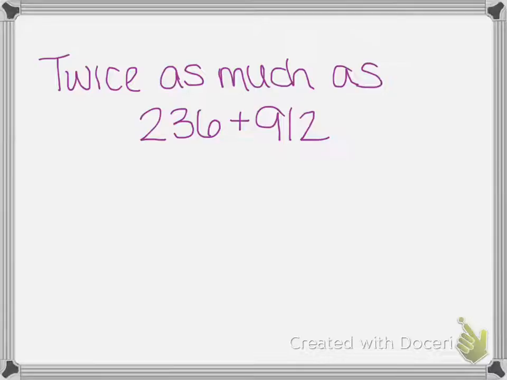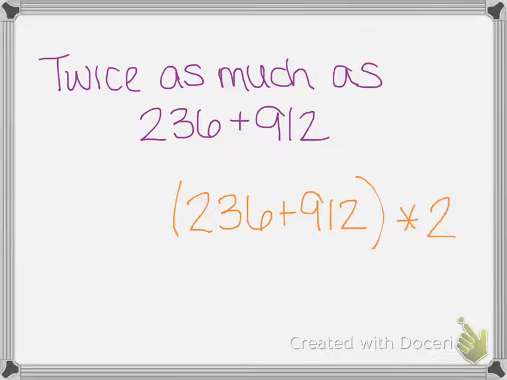Number 3 says write an expression with a value that is twice as much as 236 plus 912. So we don't even have to solve. We can put 236 plus 912 in parentheses, and we just need to times that by 2, since we want twice as much.